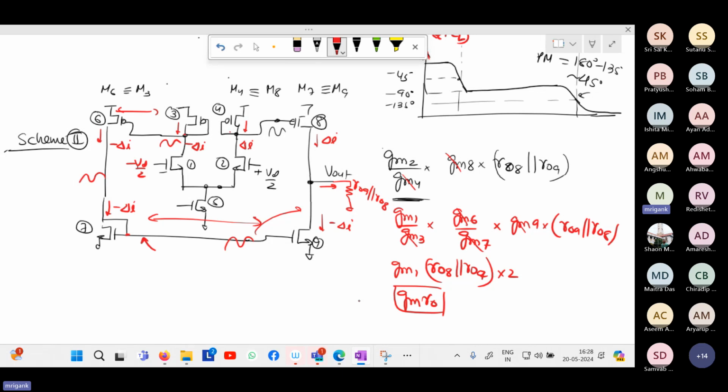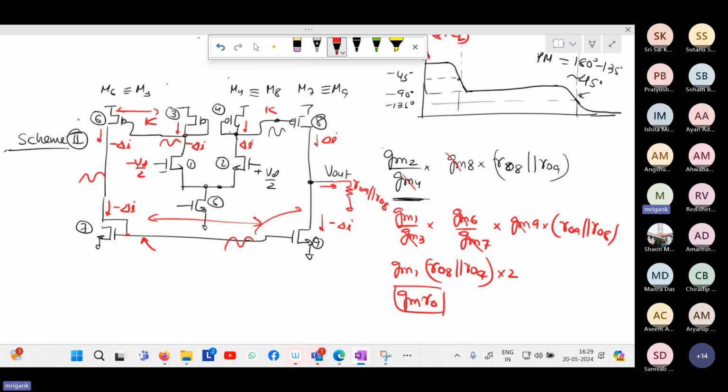Yes, any question? Remember that if you change the ratio, right now I have made the ratio same, 4 to 8, 3 to 6, 7 to 9, all these ratios are same. If I have a ratio, like there is a K ratio over here between M4 and M8, M3 and M6, then accordingly that factor will enter, because if the ratio is changed, then the current mirroring ratio will not be same any longer, right? So apart from the RO, GM of the first stage, RO of the second stage, the ratio will also matter. If the ratio is same, then this is the expression.